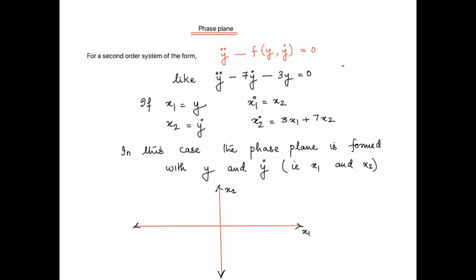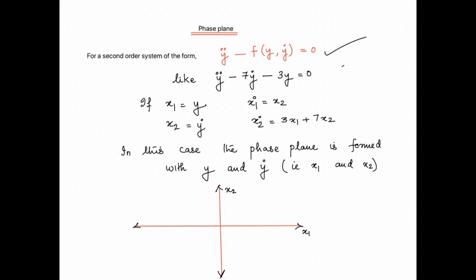We have seen what a phase plane is. It is a plane describing the states of the system. If you have a second order system, we have x1 and x2 as the coordinates. But a major class of second order systems are described in the form y double dot minus f of y comma y dot is equal to 0.